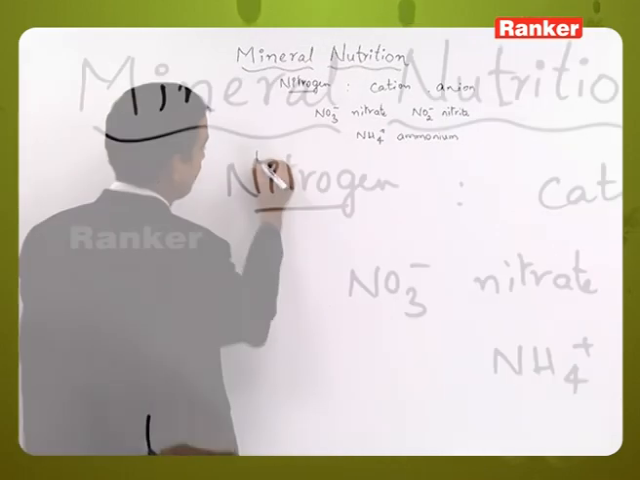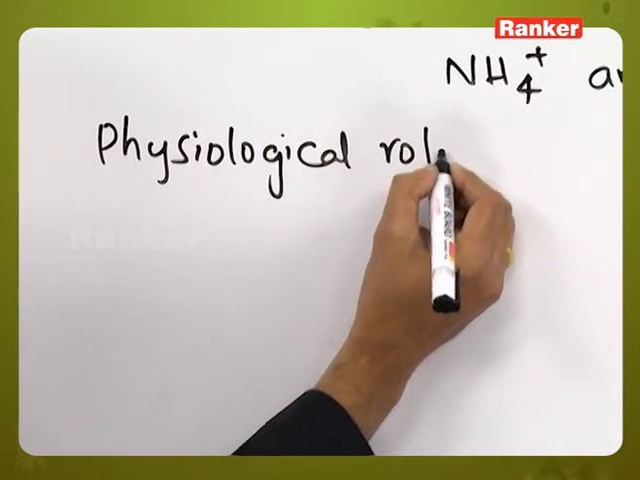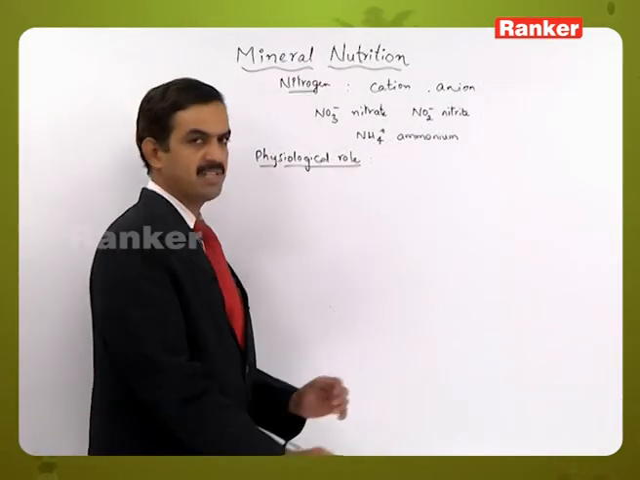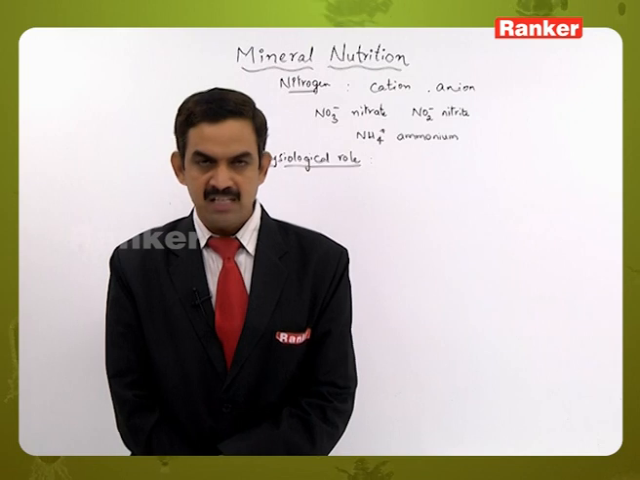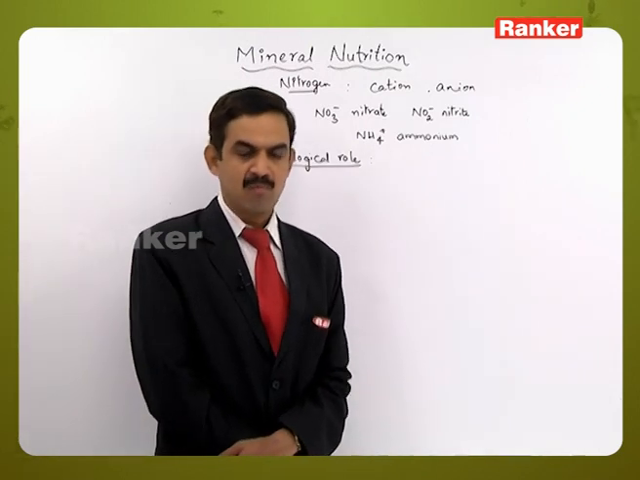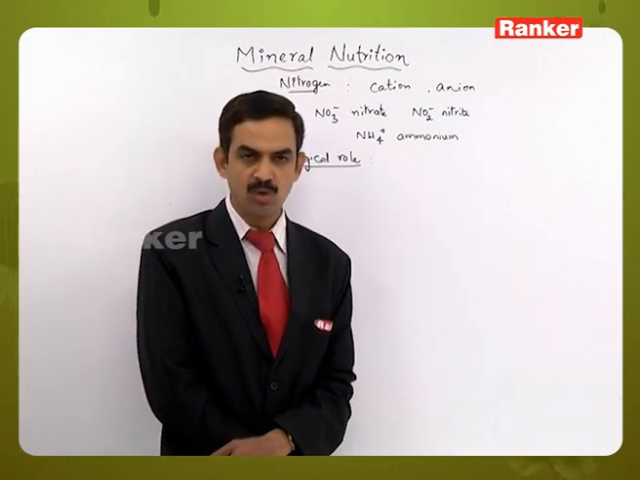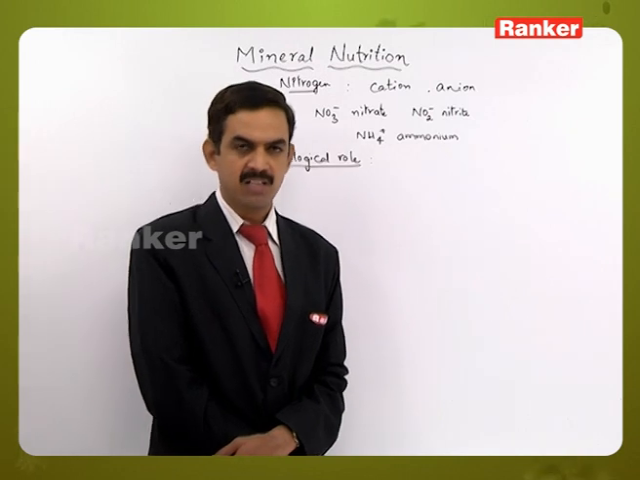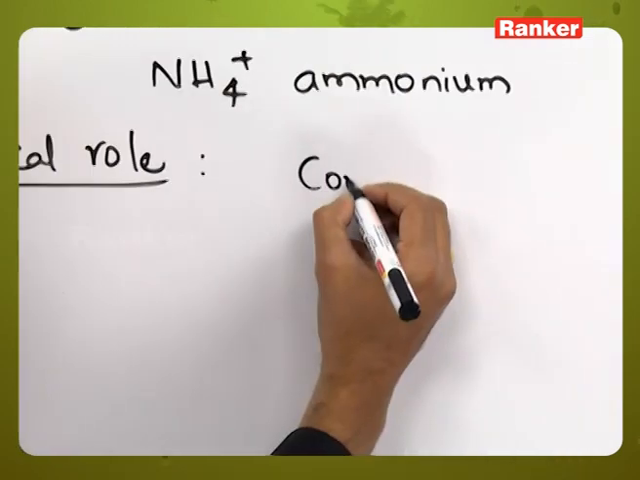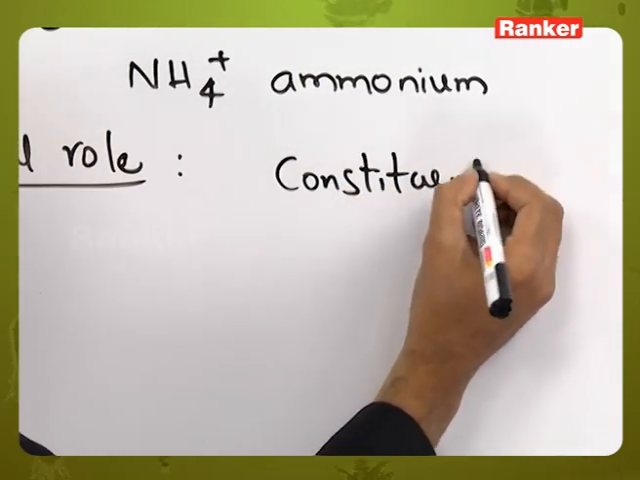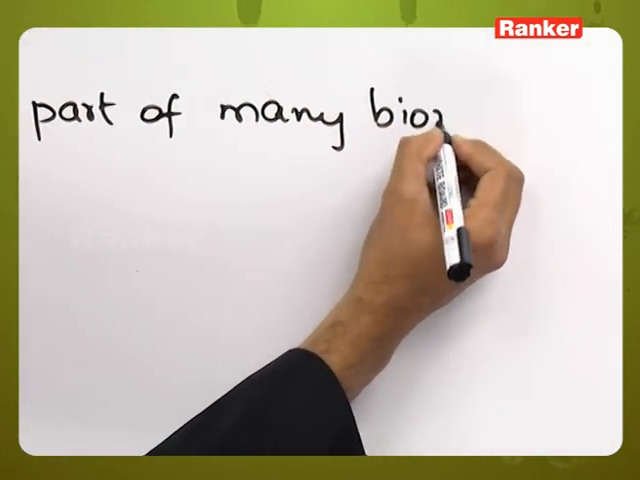So likewise here the physiological role of the nitrogen in the life of the plants. After carbon, hydrogen and oxygen, the nitrogen is the important element, the next important element after carbon, hydrogen and oxygen, which is having some more and more significant role in the various metabolic activities of the plant cell. So let us take some of them. Here it is a major constituent part of many biomolecules.